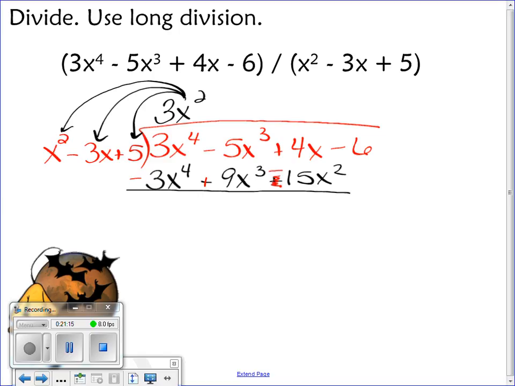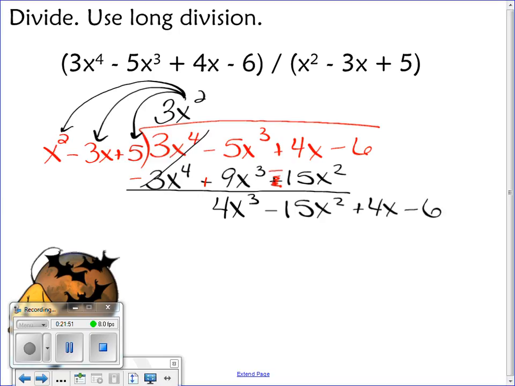All right, so take a look at what's going on here. 3x to the fourth minus 3x to the fourth, gone. Negative 5x cubed plus 9x cubed is 4x cubed. 4x minus 15x squared. Those aren't like terms. Right away from the beginning, Justin said you're missing the x squared part. So what happens? My like terms didn't line up. So I have minus 15x squared, which doesn't have a like term. Plus 4x. Minus 6.